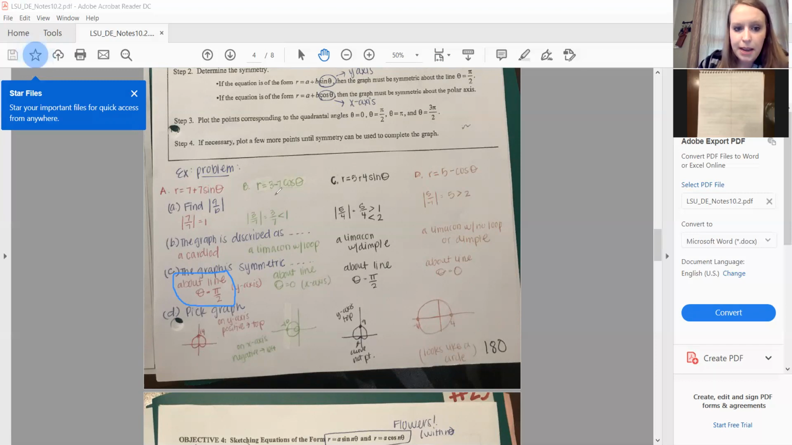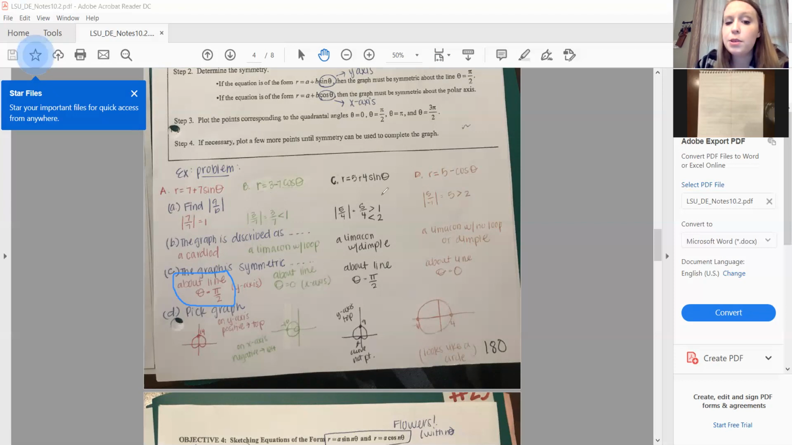This one, B, is 3 minus 7 sine. So 3 divided by 7 is less than 1, so it's a lemon with a loop. And it's a cosine problem, so that means it's on the x-axis, which is theta equals 0. It's a minus sign on the x-axis, so it's got to be on this side, the negative x-axis. And 3 plus 7 is 10, but it's on the negative side because of the minus, so it's negative. Not too bad.